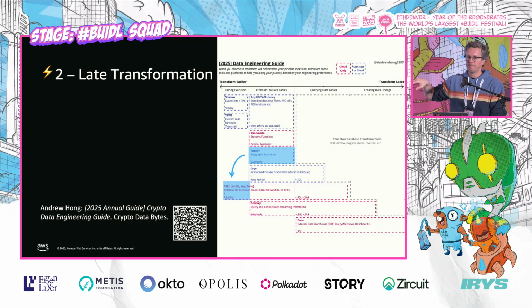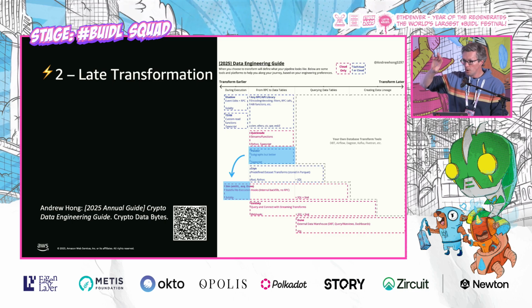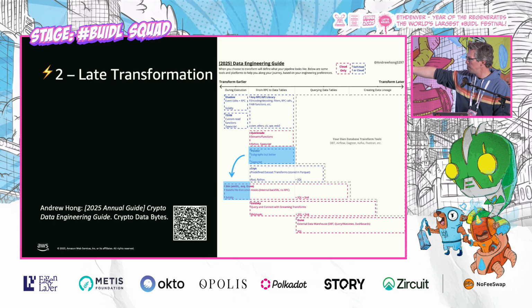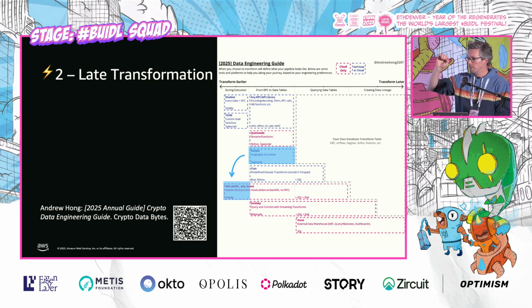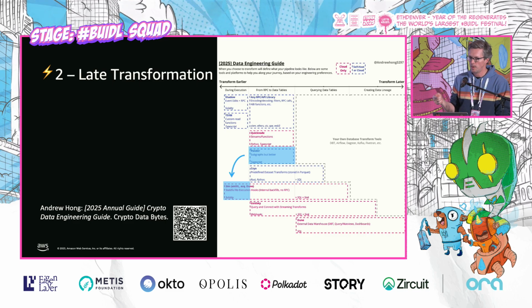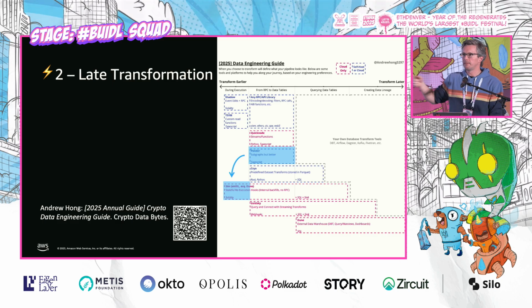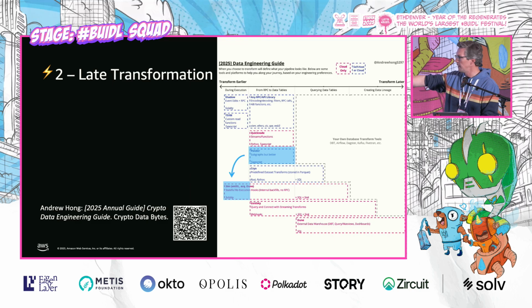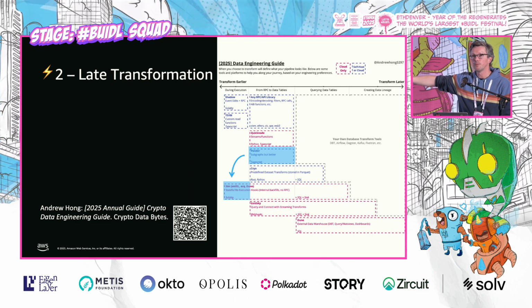Late transformation. Currently, the node processes the blocks, that's the upper blue box there, then pushes the data over to the indexer, and then only the indexer starts transforming the data. This is a highly recommended blog post. It's not by me, it's by Andrew Hong. Really highly recommended. That's the QR code down there. That's where this whole diagram comes from.